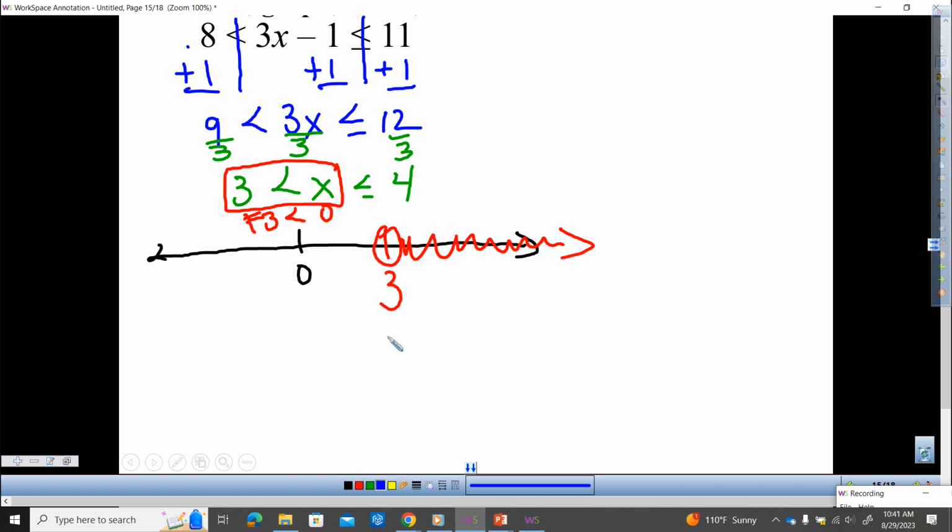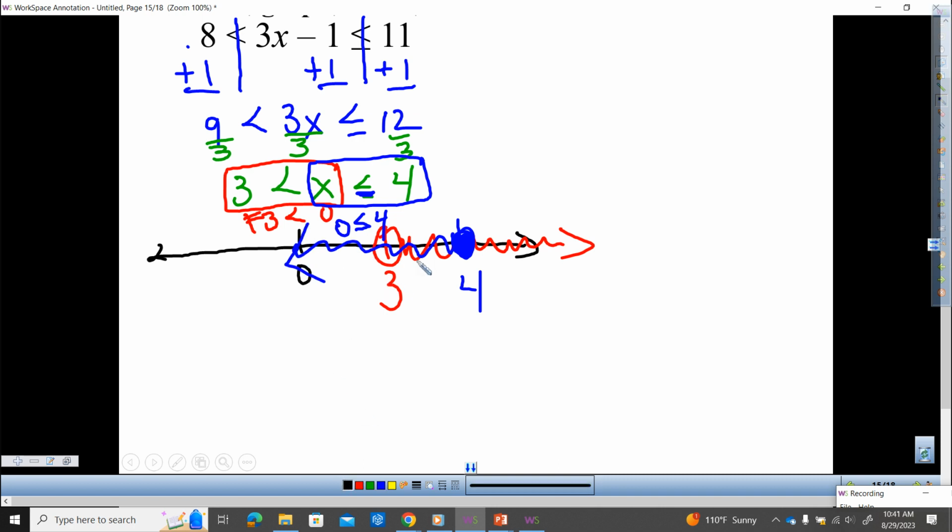Next, my other part of the compound inequality, it's 4. Dividing point is 4. Open or closed point? Closed, because there's an equal sign on this one. So this one is going to be a solid point. Let's test 0 again. Is 0 less than or equal to 4? Yes, so I shade towards 0.